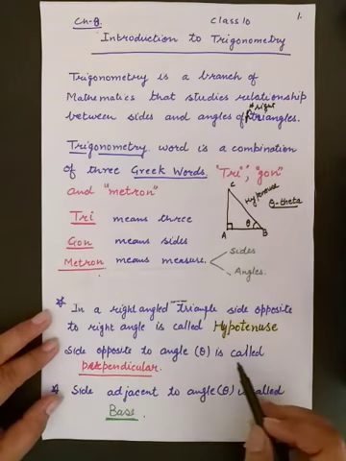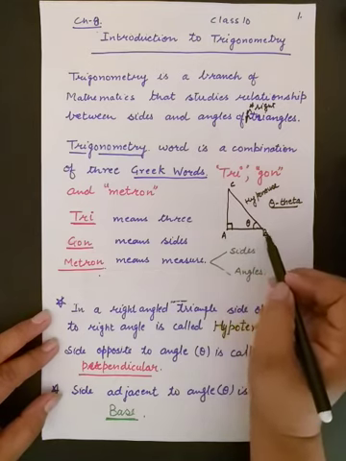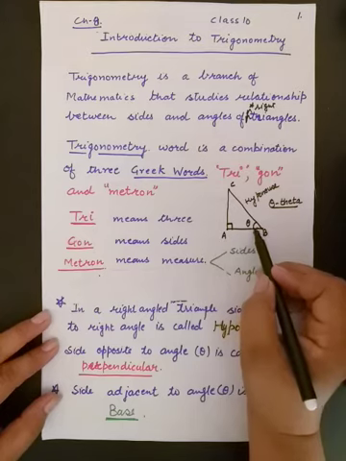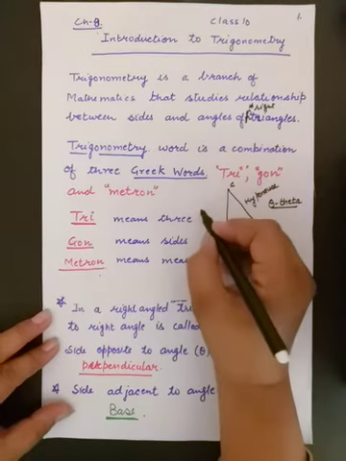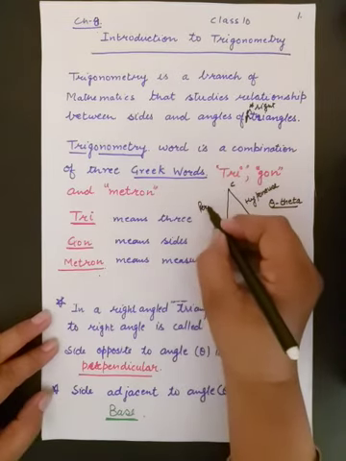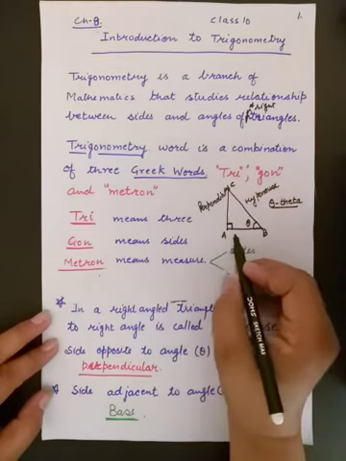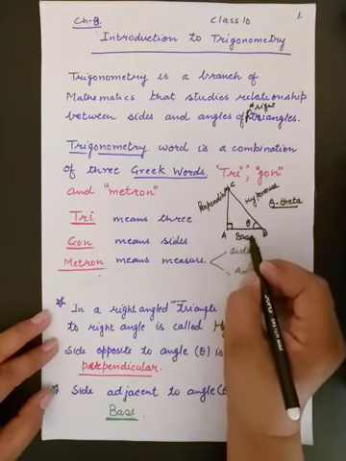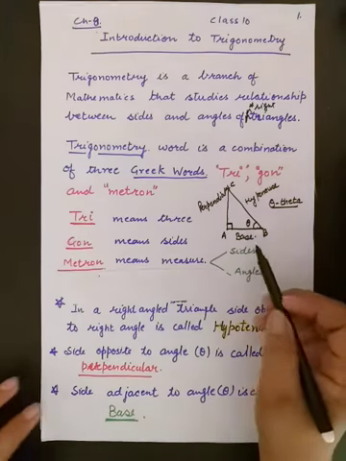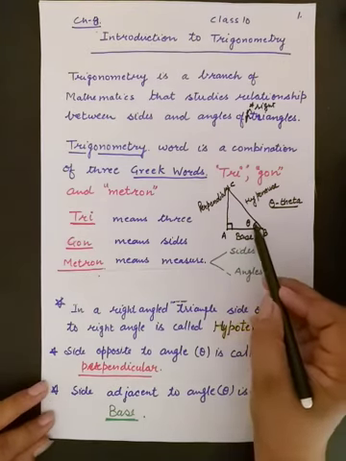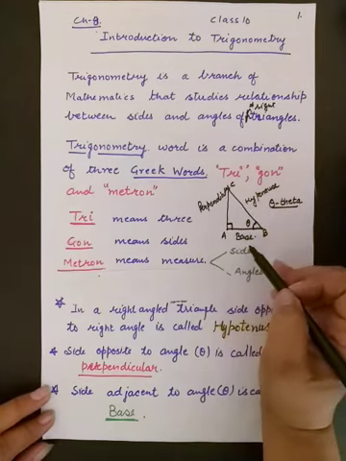And the side opposite to angle theta is called perpendicular. Now I am naming vertex B as angle theta. So the side opposite to theta, that is vertex B, is AC, and here it is called perpendicular. The side on which the right angle triangle is standing is called base. The side adjacent to angle theta is called base, meaning the sides that contain our acute angle theta are the hypotenuse and the base.